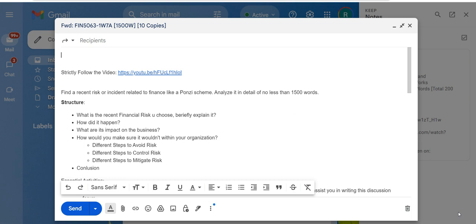The first step is you are supposed to discuss the risk, what kind of risk it is, and how it is going to impact your organization. So basically, in the first step, try to give a brief introduction to the financial risk that you identified.